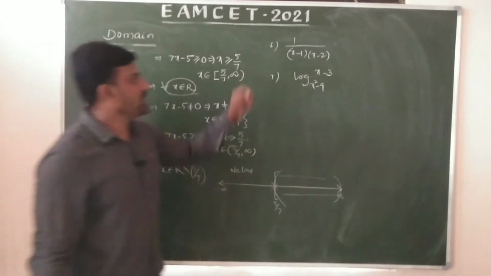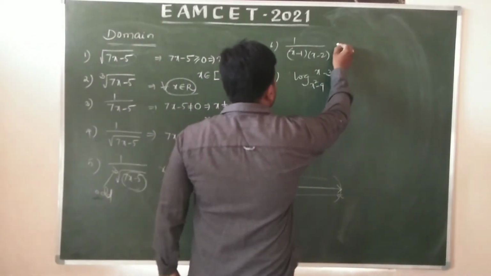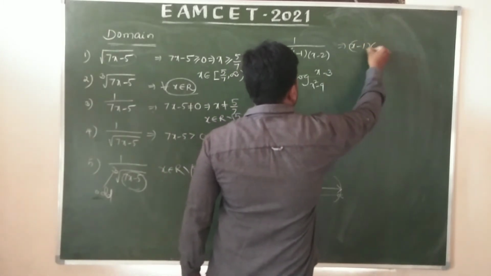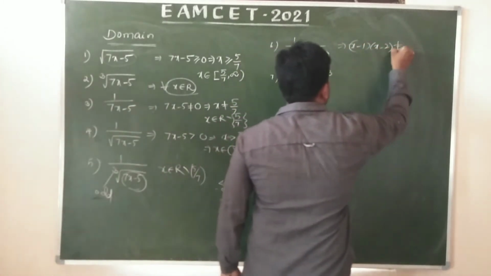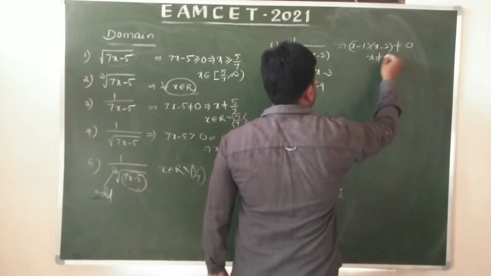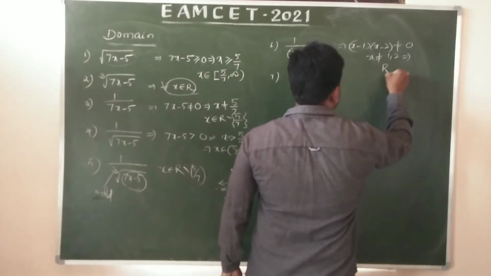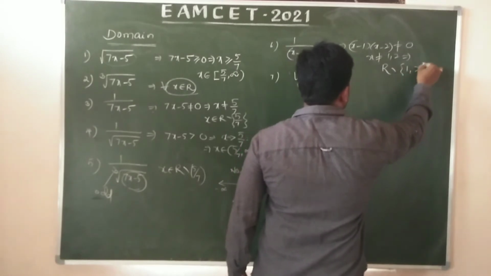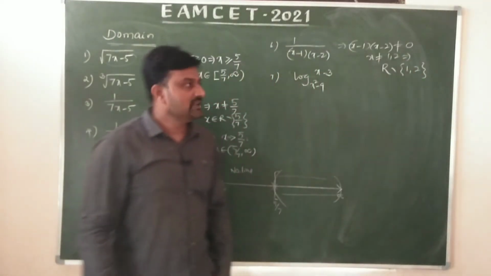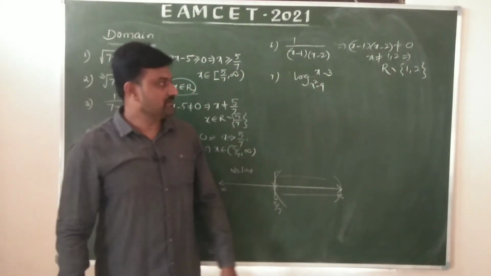Okay. Now here x minus 1, x denominator does not equal 0. Then x does not equal 1 comma 2. So that means R except 1 comma 2.